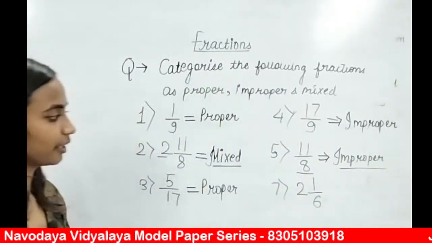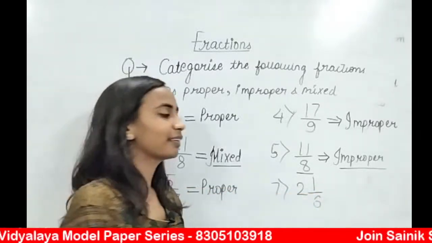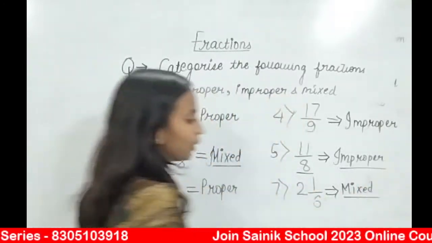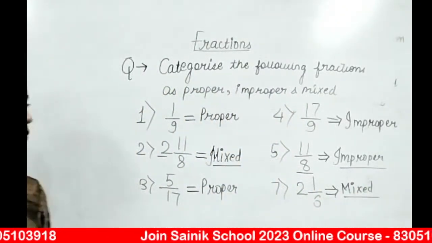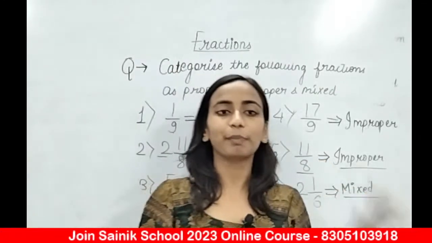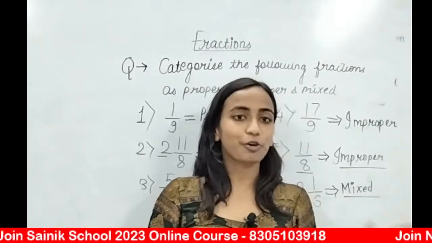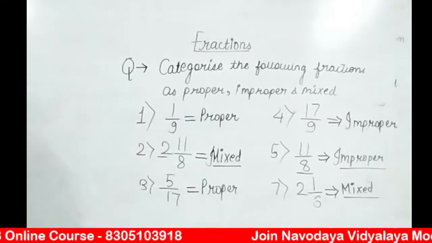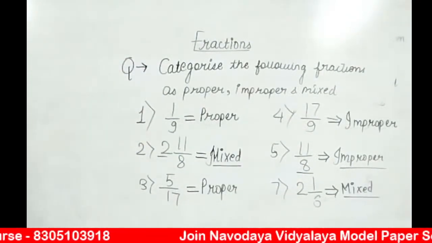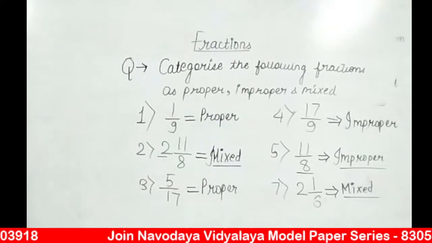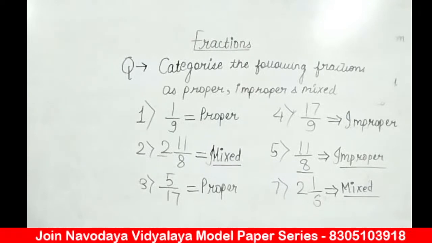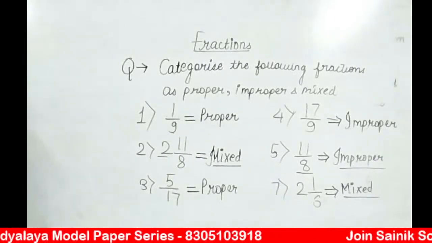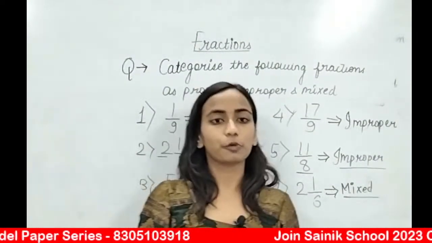2 1 by 6. There is a whole. There is a fraction part. That makes it a mixed fraction. Very good. So is it clear to everyone how we categorize a mixed fraction and how it is different from the other kinds of fractions? Yes, Viren, your answers are correct. Yes, correct, Priyanka. Sixth is a mixed fraction. Clear. Okay. So in the topic of fractions, this was the most important part.